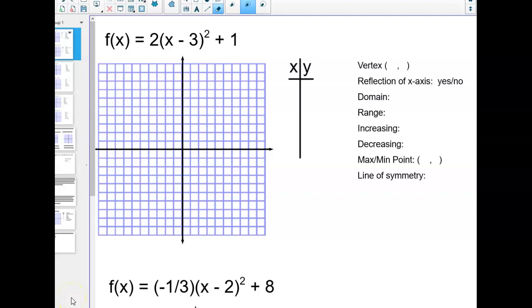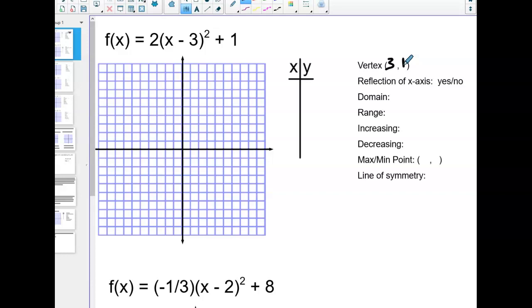So our first step here is to figure out what the vertex is. It's whatever makes that parenthesis equal to 0. So in that case, it's 3. And whatever this number is with the sign, so 3, 1.